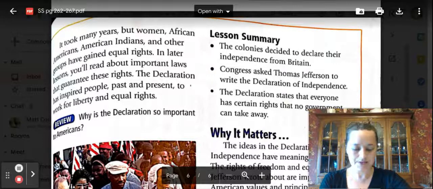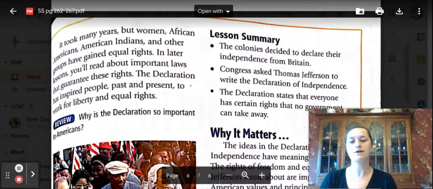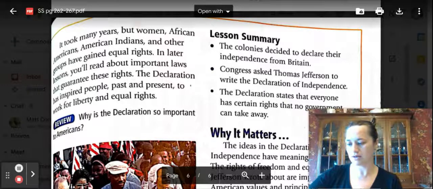And why is the Declaration so important to Americans? It was the first time that we said we were going to be an independent country who was not ruled by anyone else. So we said we were going to be independent or separate from other people who wanted to rule over us.